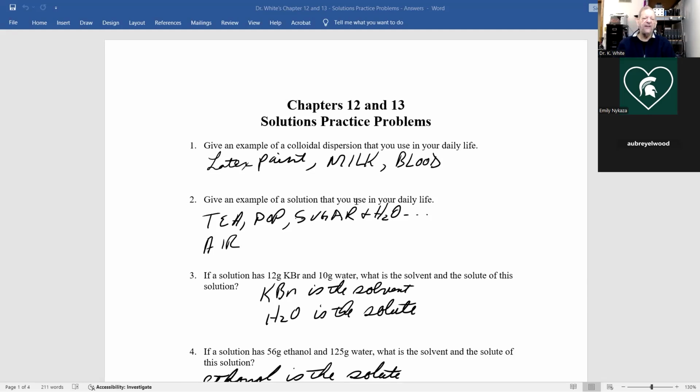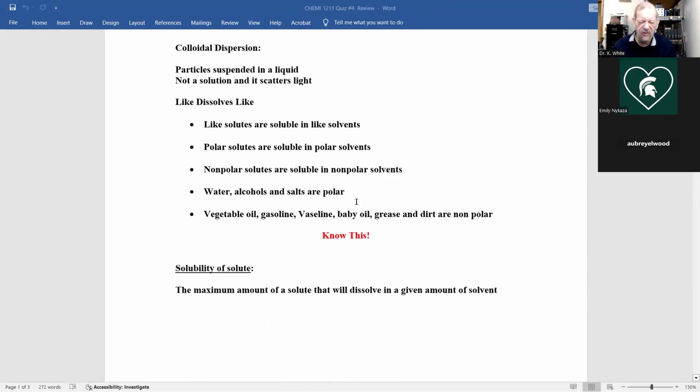Now, an important concept when it comes to solutions is like dissolves like. And what that means is like solutes are soluble in like solvents. And when we say that, there are 2 types of designation, polar and nonpolar. So like dissolves like: polar solutes are soluble in polar solvents. Nonpolar solutes are soluble in nonpolar solvents.